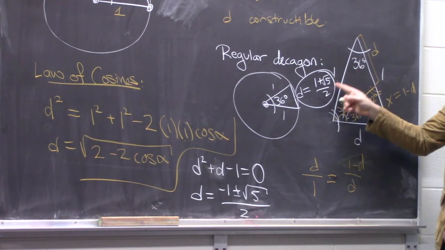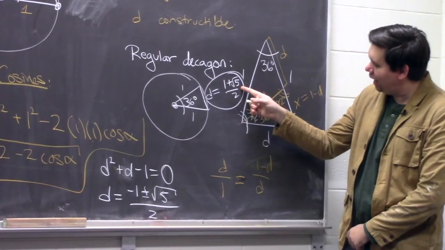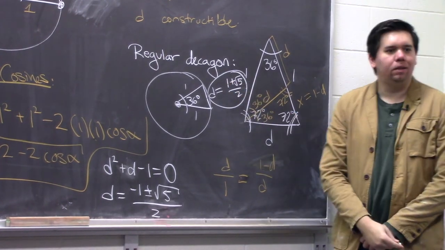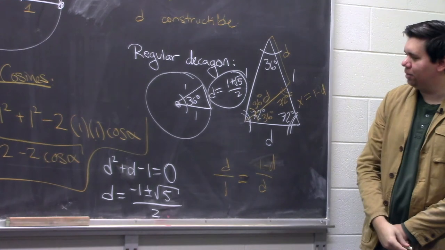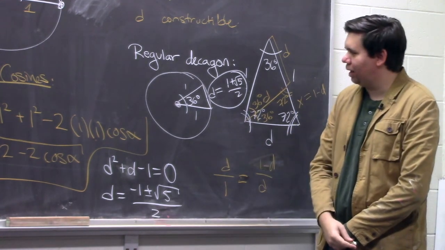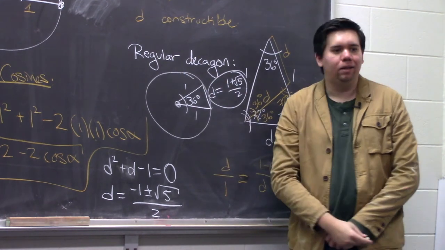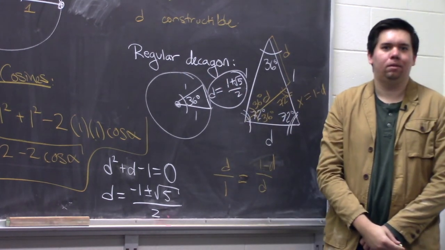Well, that's something we can construct, because we can construct 5, then we can construct the square root of 5, then we can add 1 to it, then we can divide it. So using just our operations, d is constructible. Hence, 36 degrees is constructible. Hence, the regular decagon is constructible.